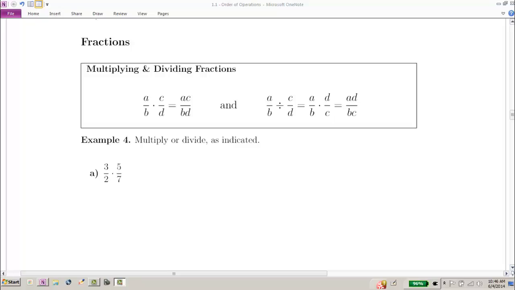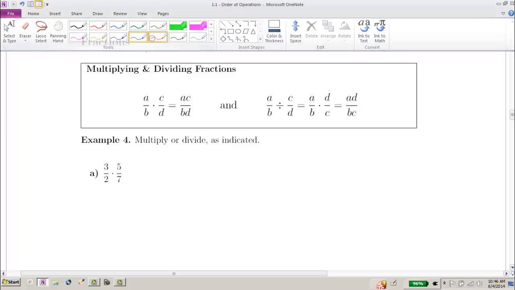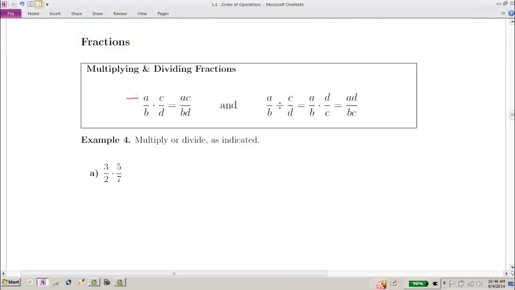Right, multiplying and dividing fractions is really pretty simple. Multiplying fractions, we get the product just by multiplying straight across. Multiply the two top numbers, put that on top. Multiply the two bottom numbers, put that product on the bottom, and there's your product.